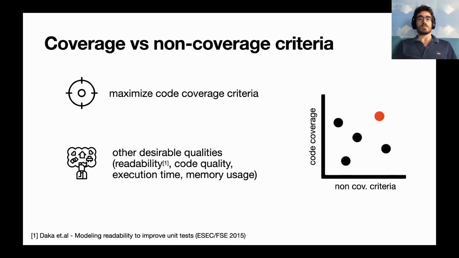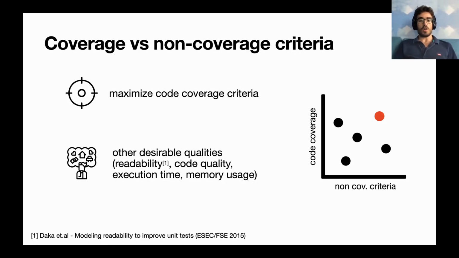So these approaches aim at maximizing code coverage criteria, usually branch coverage. But there are many other desirable qualities that we would like to maximize in our tests, like for instance, readability, code quality, execution time, or memory usage. So for this reason, a large body of research tried to maximize those qualities along with code coverage.